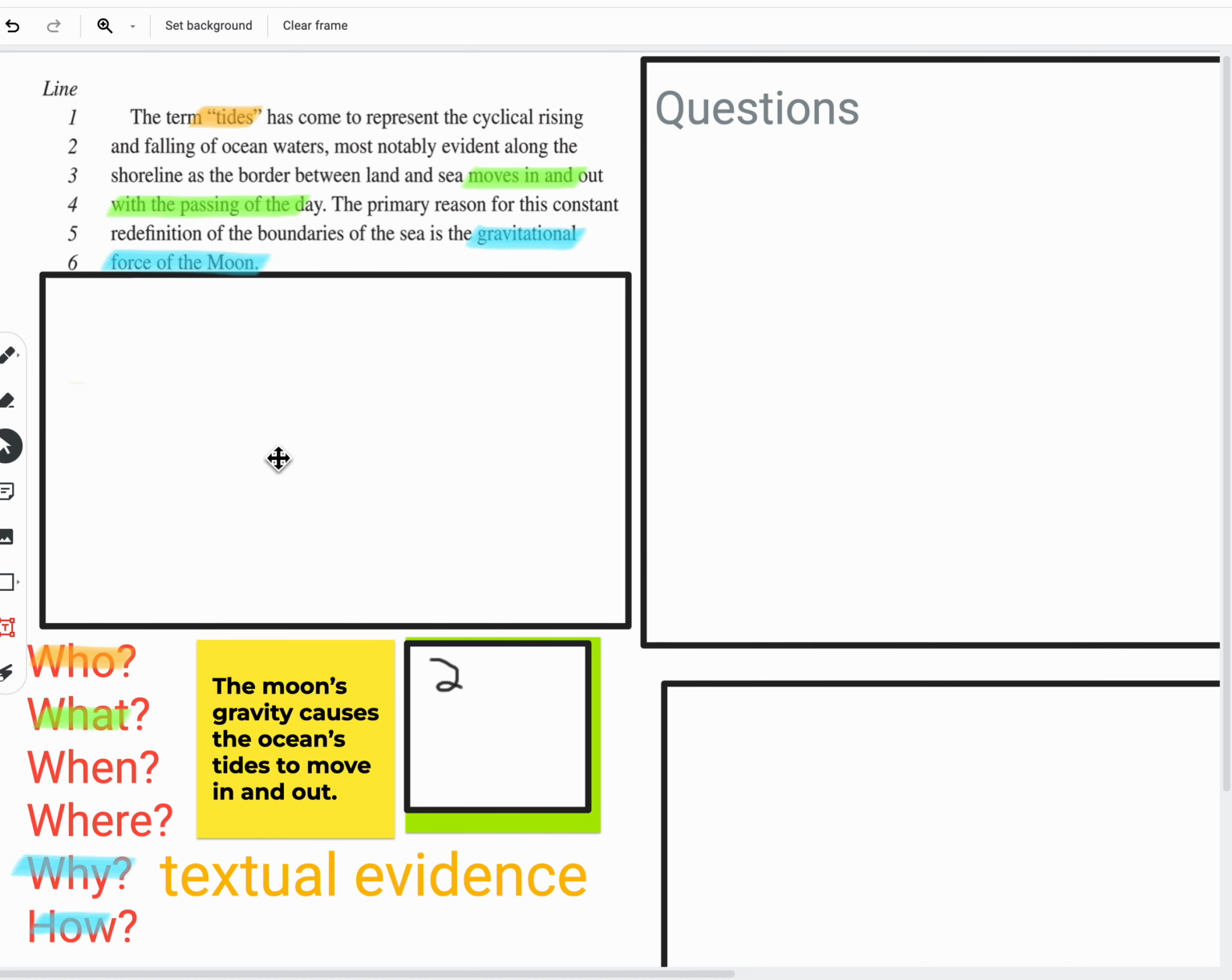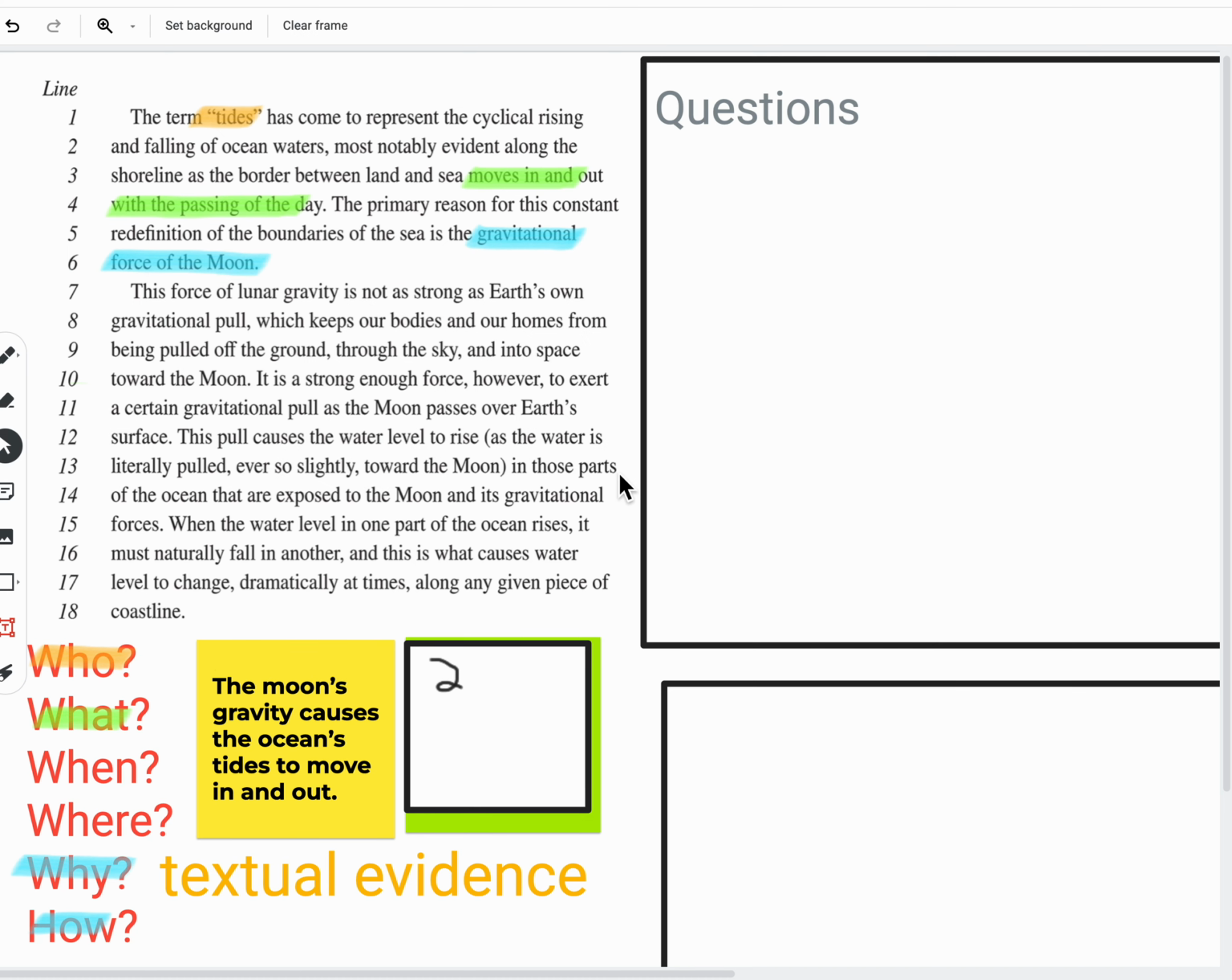Now let's take a look at the second paragraph. This force of lunar gravity is not as strong as Earth's own gravitational pull, which keeps our bodies and our homes from being pulled off the ground, through the sky, and into space toward the moon. It is a strong enough force, however, to exert a certain gravitational pull as the moon passes over Earth's surface. This pull causes the water level to rise, as the water is literally pulled ever so slightly toward the moon, in those parts of the ocean that are exposed to the moon and its gravitational forces.